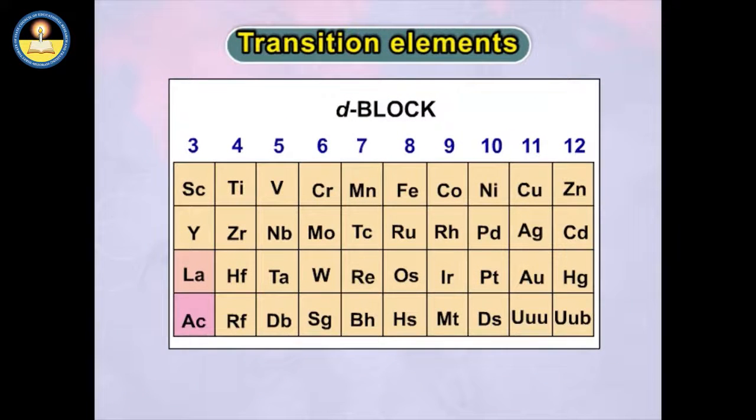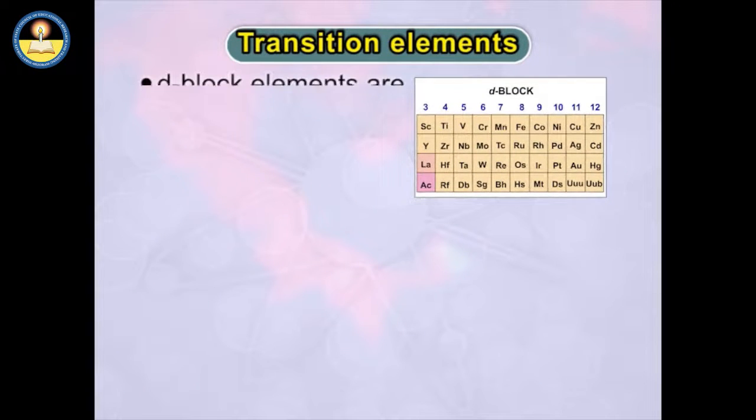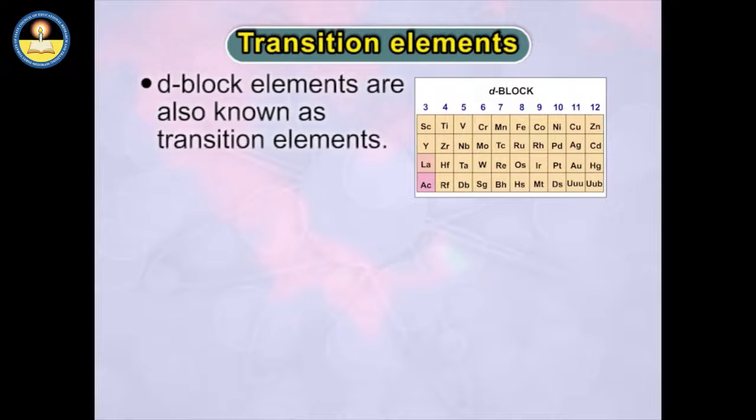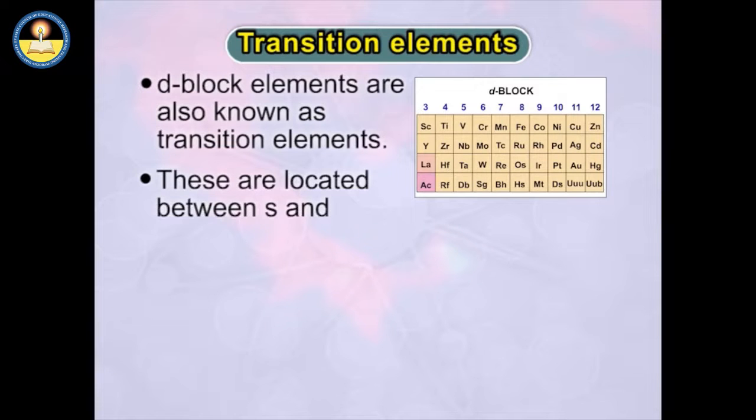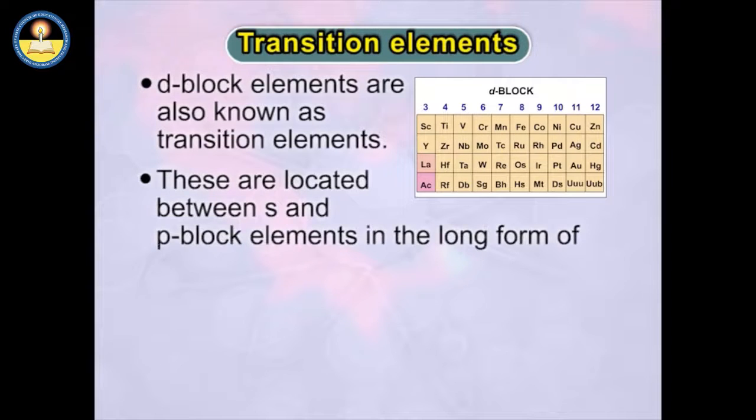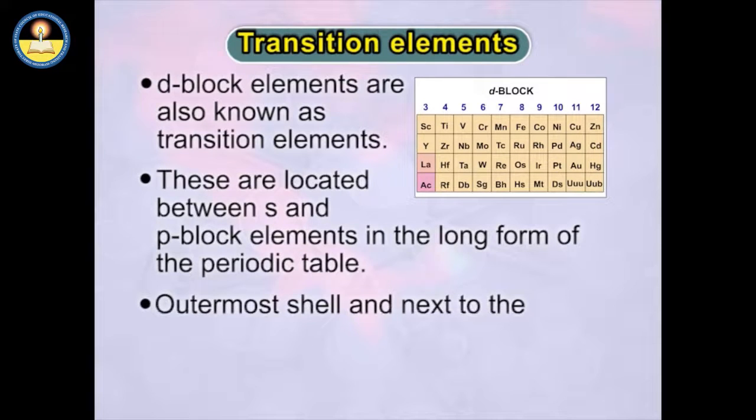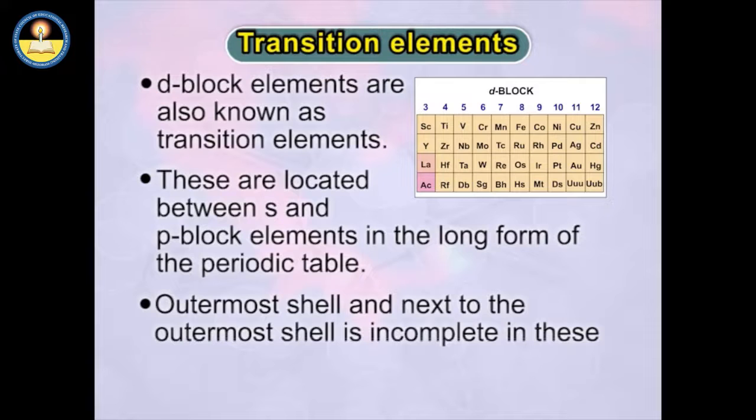Transition elements. D-block elements are also known as transition elements. These are located between s and p block elements in the long form of the periodic table. The outermost shell and the next to the outermost shell are incomplete in these elements.